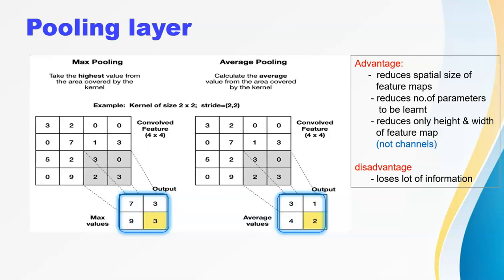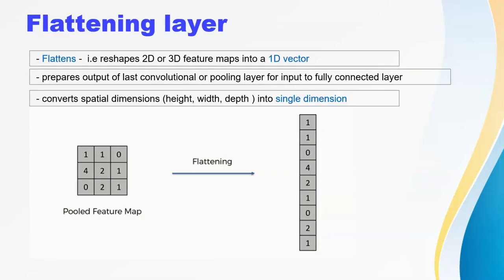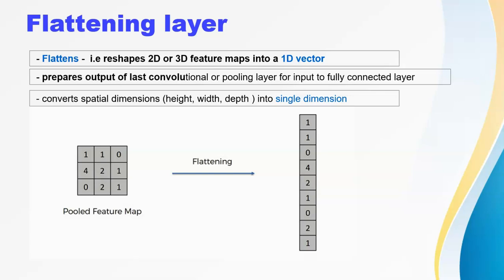Next, let us see about the flattening layer. Before feeding the data into the fully connected layer, the output from the previous layer is flattened into a one-dimensional vector. The flattening is not a standard layer in a neural network, but rather a conceptual step in preparing the output of the last convolutional or pooling layer for input into a fully connected layer.